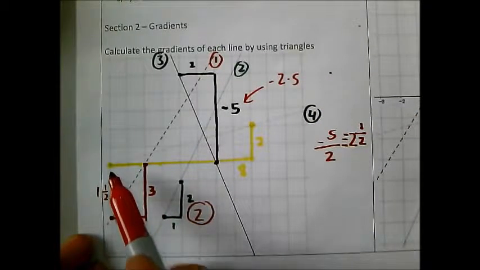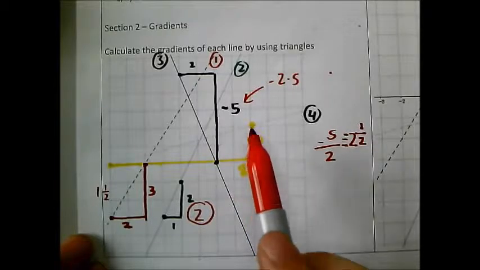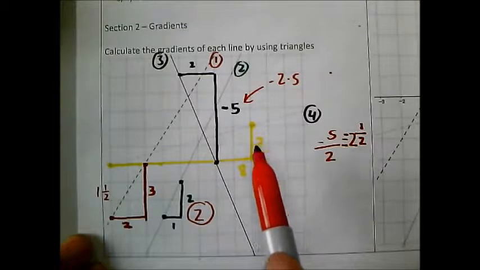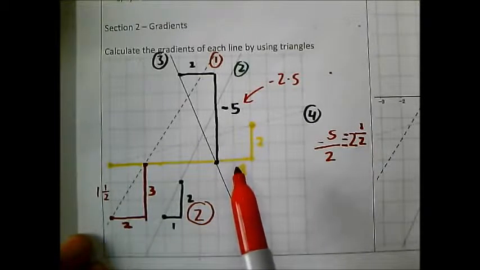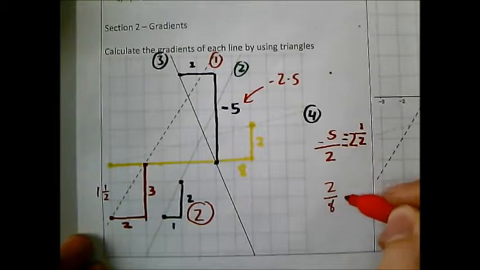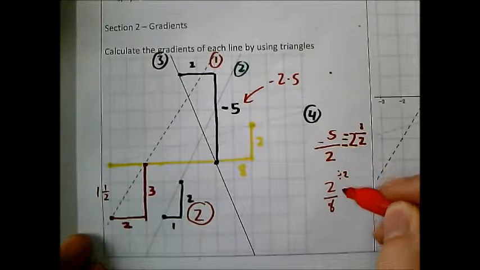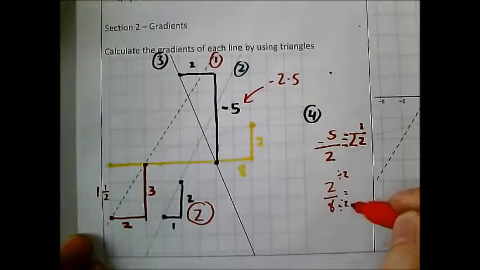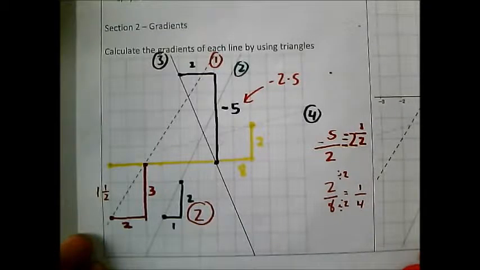Okay, for this yellow one, I've got across 8 and up 2. So it's 2 divided by 8. Okay, or as a fraction, 2 over 8. Divide top and bottom by 2, and you get 1 over 4, or a quarter. Okay, and that is section 2.